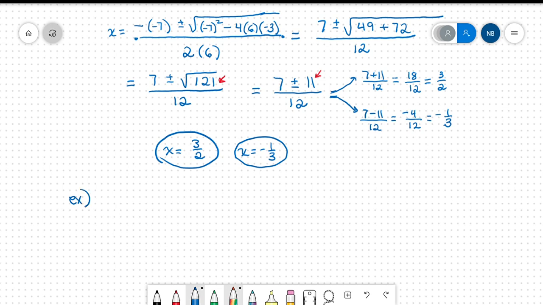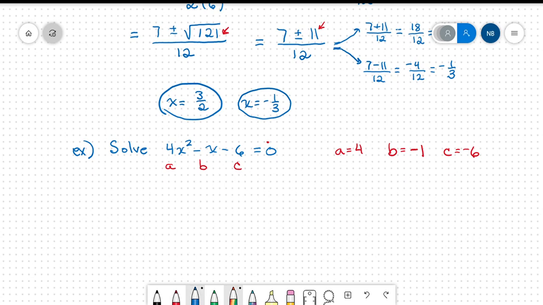Our next example is solve 4x squared minus x minus 6 equals 0. We have the equals 0 already, so we can go ahead and identify A, B, and C. I'm going to write these out because B is negative invisible 1, and C is negative 6.